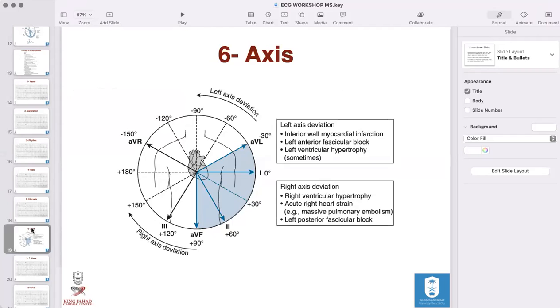Why is it important? Usually the computer is going to calculate that for you, and there's a differential for left axis deviation and right axis deviation. I don't want you to memorize it now. Later on, I just want you to have the method as I told you earlier. The pathologies will come later.